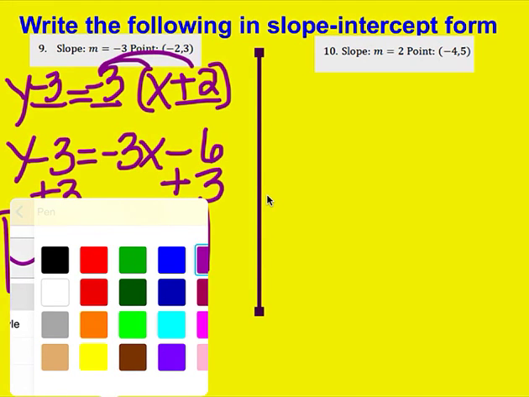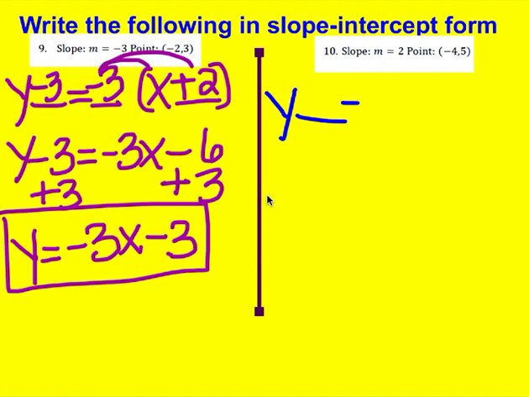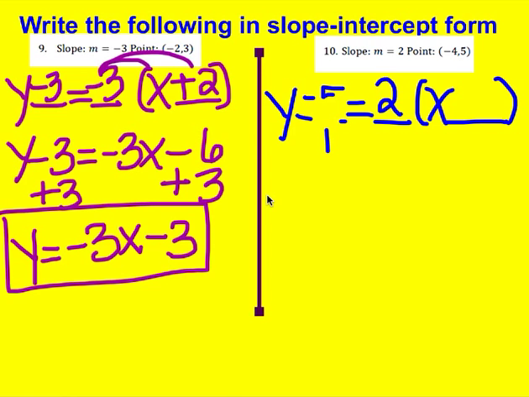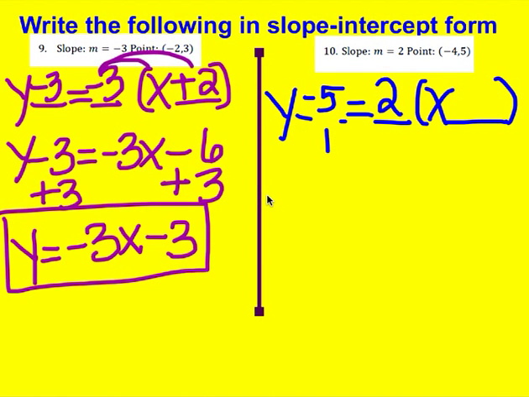Now, let's take a look at number 10. For number 10, again, we're going to put that into slope-intercept form. So my slope is 2, and here I'm going to do the opposite of the y-coordinate. Since it's a positive 5, it's going to be minus 5. Then here, since it's a negative 4, I'm going to have a plus 4. Now, in order to get that into slope-intercept form, we need to solve it for y. The first thing I like to do is distribute.